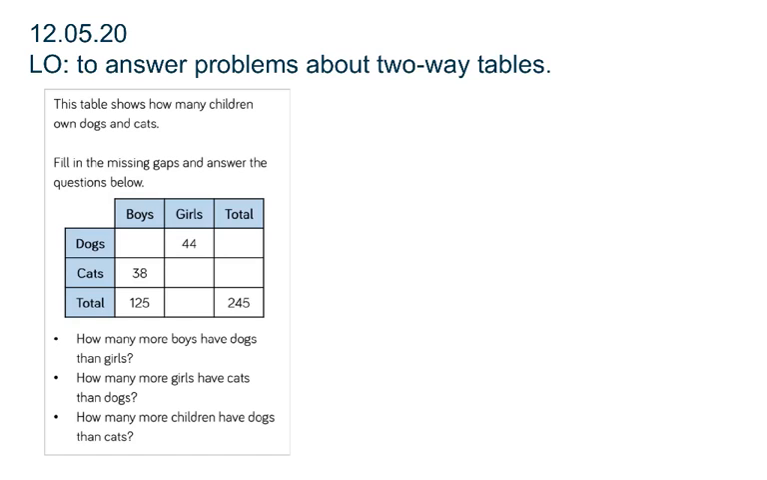So it's kind of taking yesterday's learning, just moving it on a little bit further, because we'll take this example that you've got in front of you here. This table shows how many children own dogs and cats. Your first task is to fill in the missing gaps and answer the questions below.